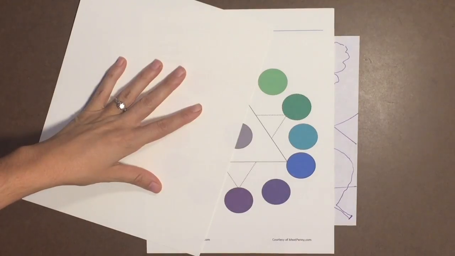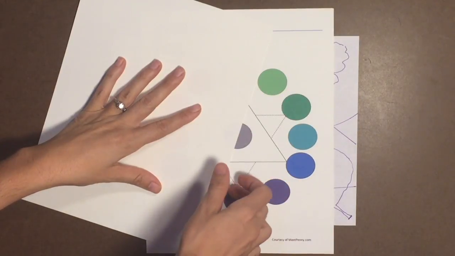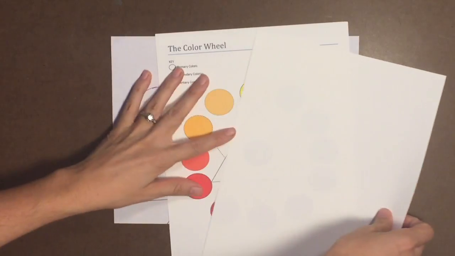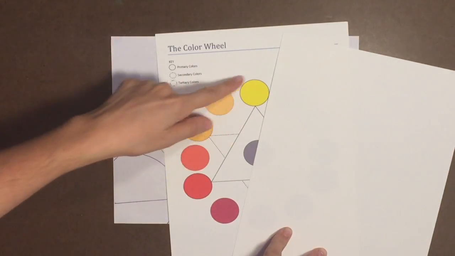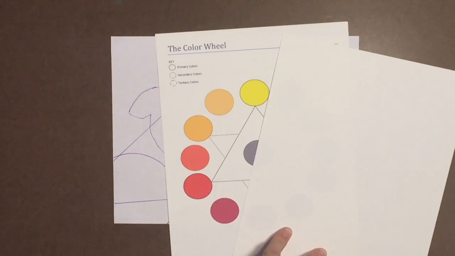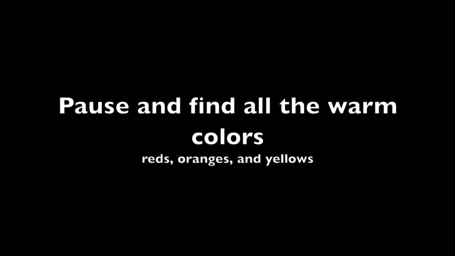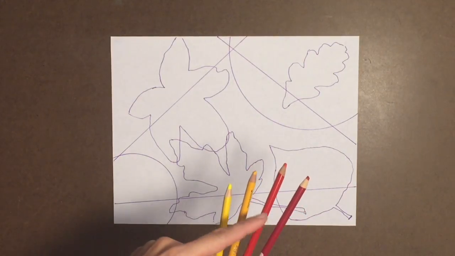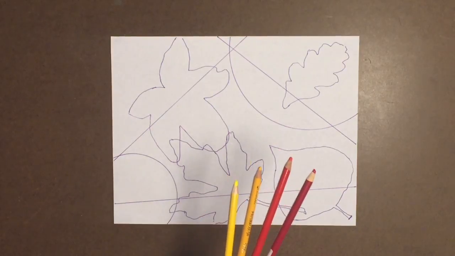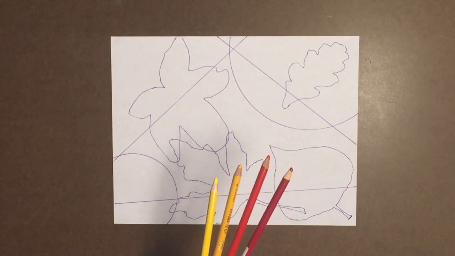So today on our project, we're going to be doing some cool areas and some warm areas. And specifically, our leaves are only going to be in the warm colors. So I want you to look at your pencils or your crayons right now. I want you to find all the warm colors and set them aside. I have my warm colors right here. I have a red, an orange, a goldenrod, and a yellow. And these are all in the warm family.